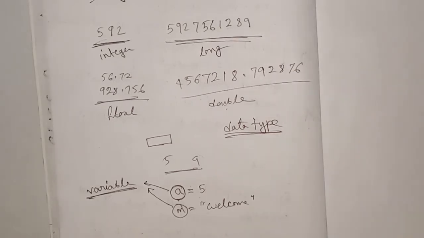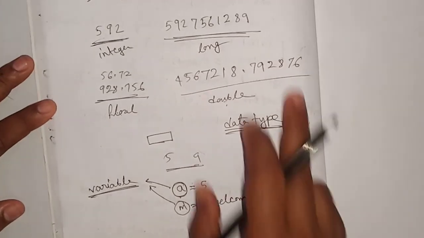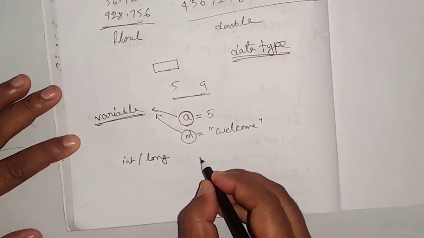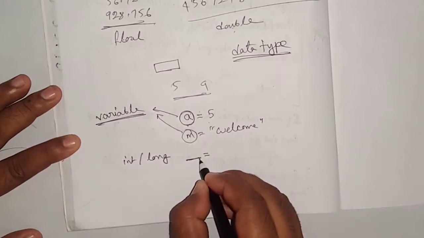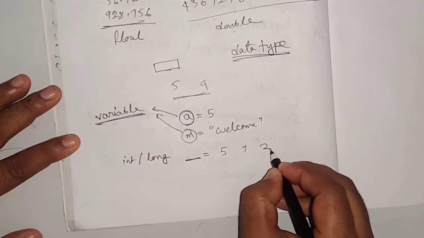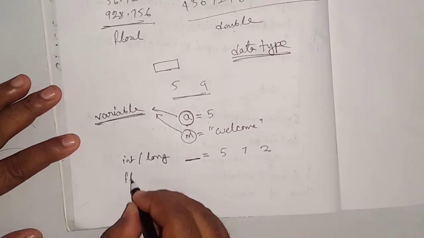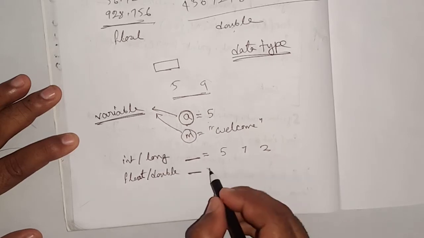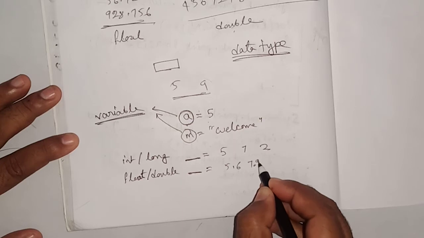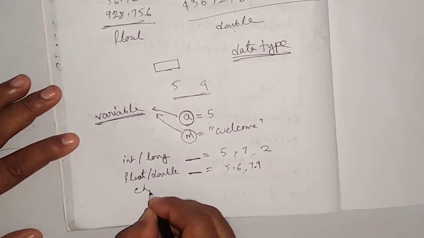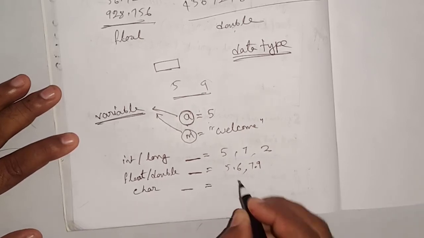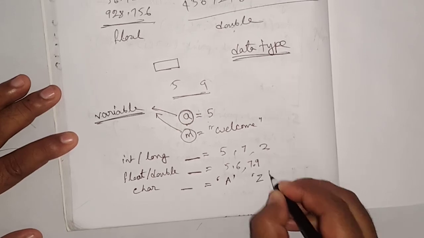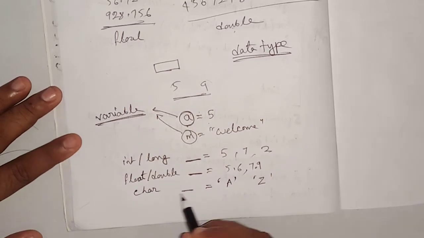Okay, so you need to know a few things first. How we use these values. When you use int or long, we simply write the variable name, then equal, and after that only the number 5, 7, 2, this way. And if you use float or double, similarly the same: variable type, variable name, equal to, then you can write 5.6, 7.9, like that. But when you use char, after the equal to, we use a single quote. So within single quotes a, within single quotes z. We use a single quote to store the data inside the character.